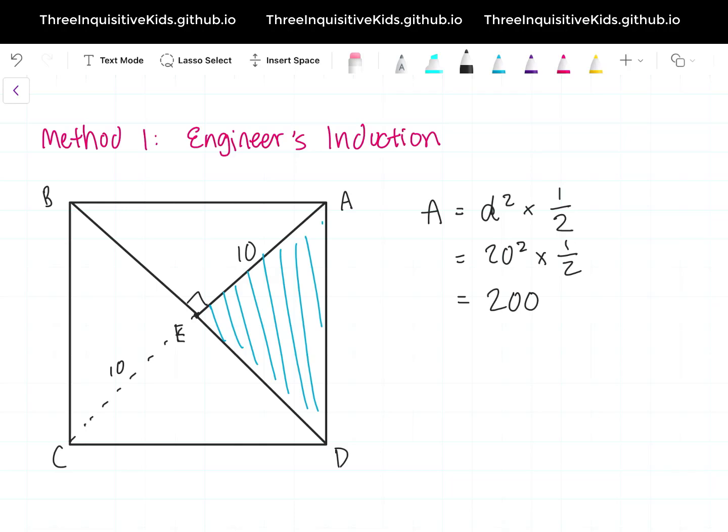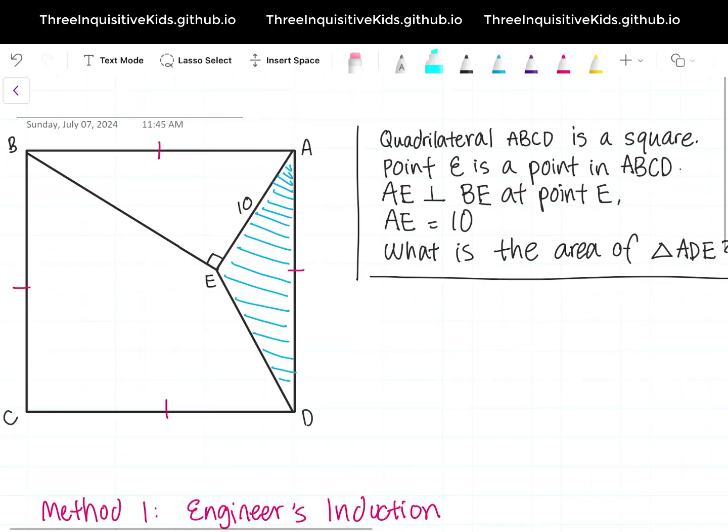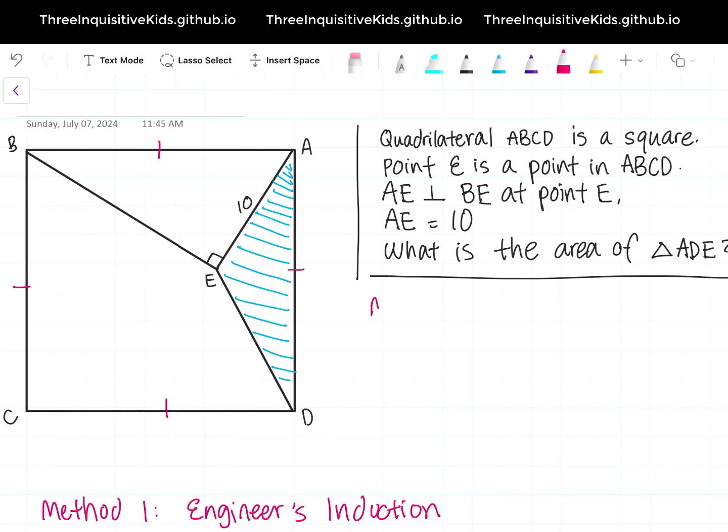And because triangle AED is exactly 1/4 of the entire square, we take 1/4 of 200, which is equal to 50. So the final answer would be 50 square units. This right here would be the final answer. Now let's look at the second method. So here is method 2.